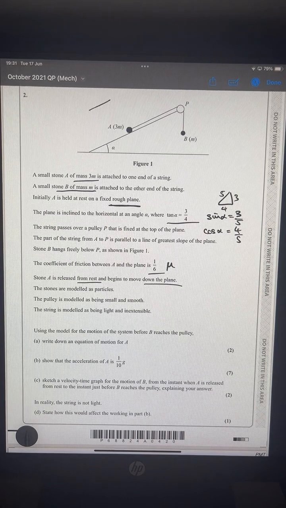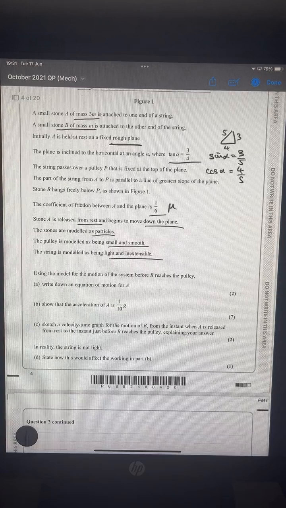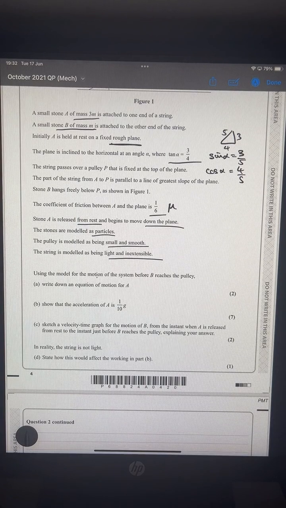So I'm going to label the arrow there so I know which direction the system is moving in. The stones are modeled as particles, the pulley is modeled as being small and smooth, and the string is light and inextensible. You should all be very familiar with these modeling assumptions already. So using the model for the motion of the system before B reaches the pulley, because that's just going to mess things up, write down an equation of motion for A.